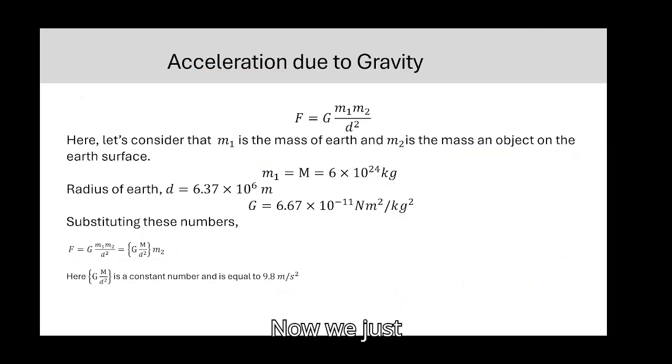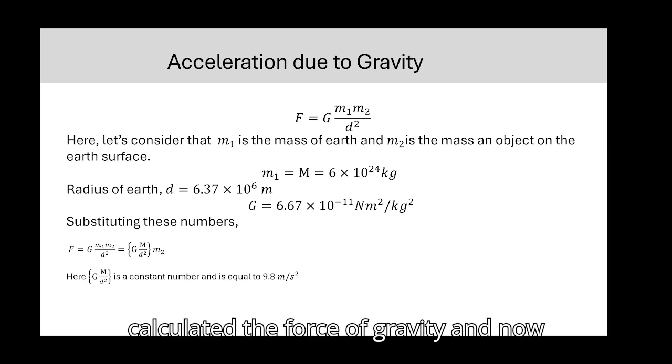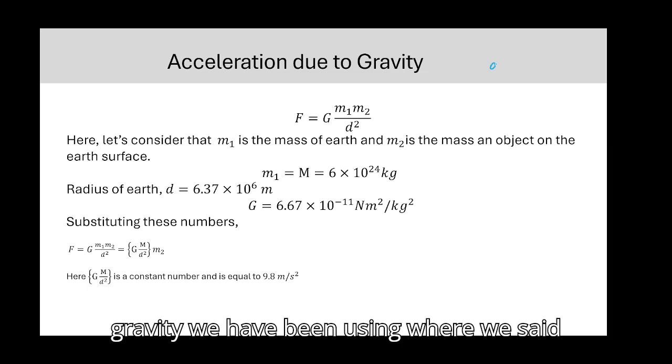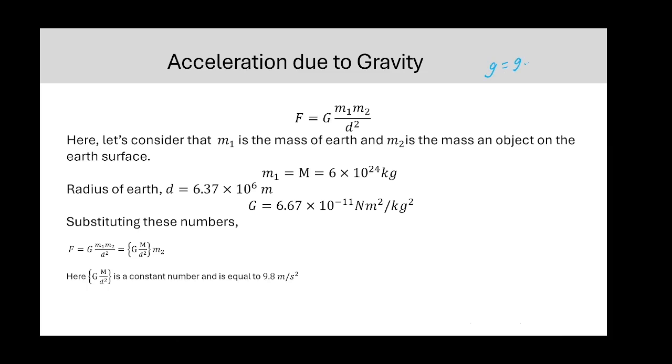Now we just calculated the force of gravity, and now let's look at where we get this acceleration due to gravity we have been using, where we said g is equal to 9.8 meters per second squared on Earth's surface.